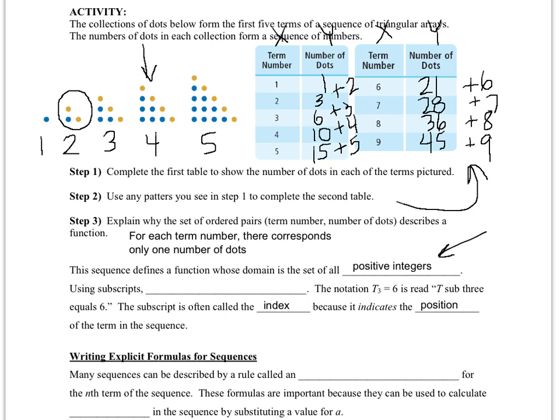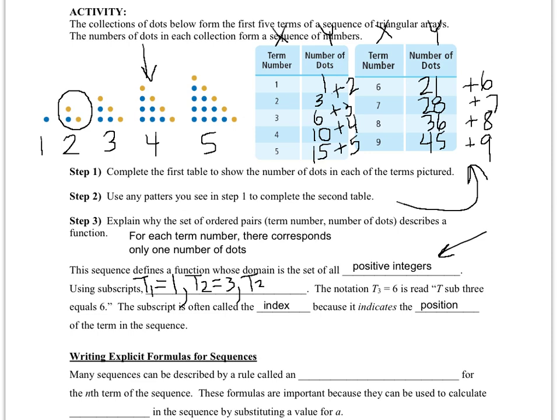As you can see, I wrote that there. It's a set of all positive integers from 1 on up. It stopped at 45 in this case. And that was the rule for a sequence. That's what defined a sequence. Using subscripts, and a subscript is a number that goes lower. So in this case, the 1 for the t sub 1, and that's how we would say it. T sub 1 equals 1. So the first term, the number of dots is 1. T sub 2, or that second term, equals 3. There's 3 dots in that second term.